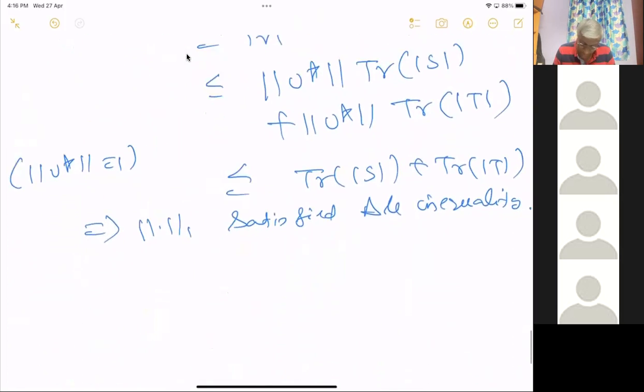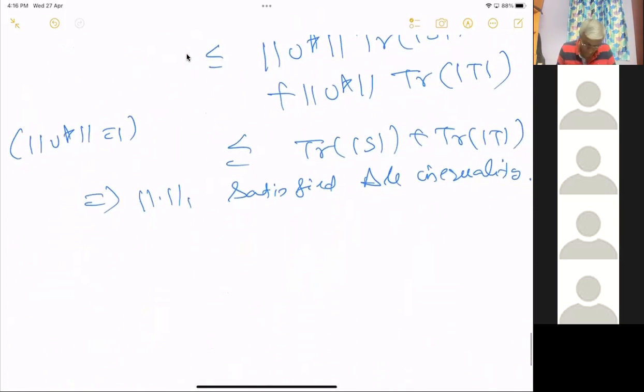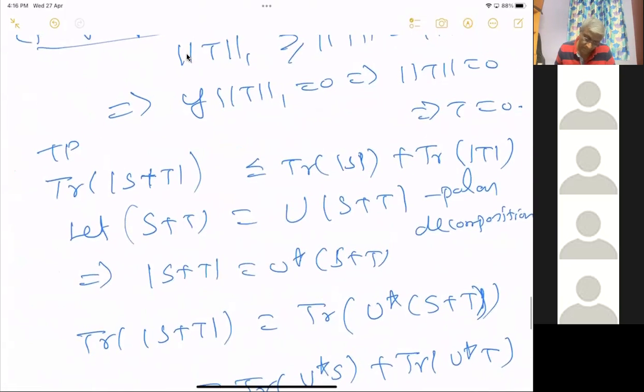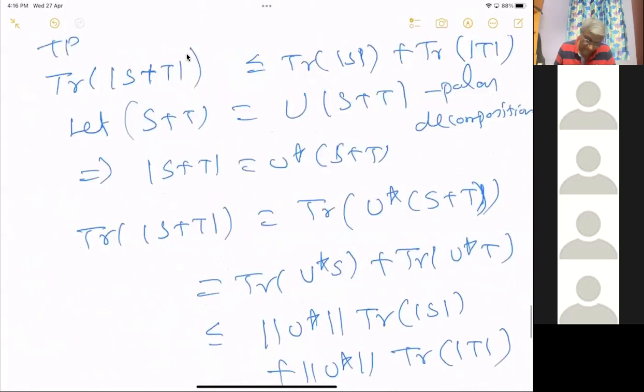So we do the same thing for the Banach algebra also. Now let S and T be given. So this is for S and T, and this is for S and T.